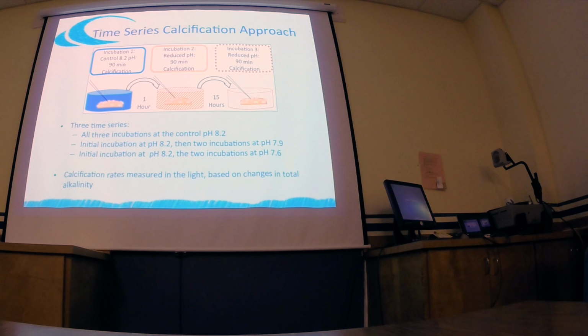And so the first series was performed with all 3 of the external pH at 8.2. And then I also performed the same series with the second and third incubations at 7.9, and then another with them at 7.6. And so, as I said, they're all in the light, and I measured the changes in total alkalinity as a measure of calcification.